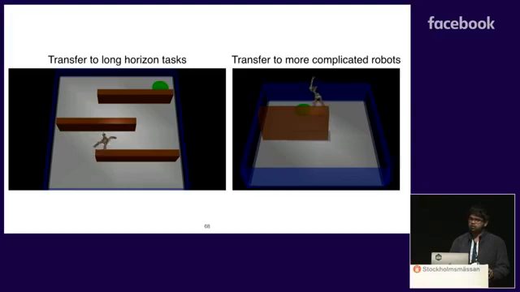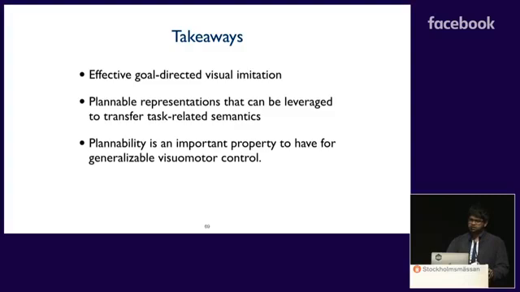So effectively, we showed a new policy architecture for goal-directed imitation. We learned plannable representations to transfer task-related semantics. And we've shown that plannability is an important criterion to have for generalizable visual motor control.